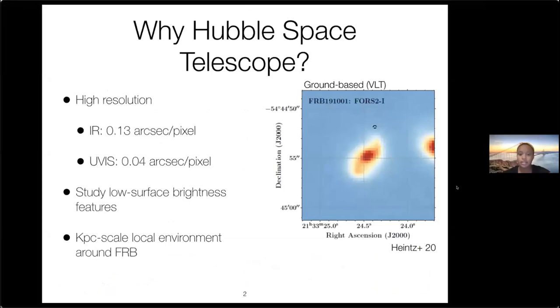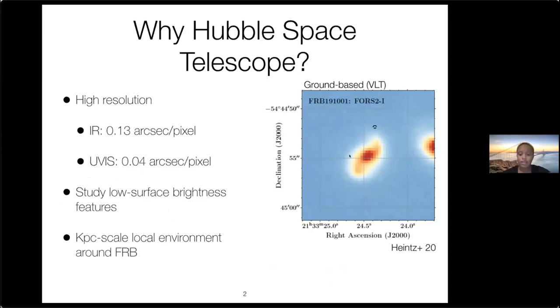So this study utilizes imaging from the Hubble Space Telescope. Why do we use HST? That's because it provides high resolution imaging. For example, in the infrared, we get a resolution of about 0.13 arcseconds per pixel, and for the UV, about 0.04 arcseconds per pixel. And Hubble also allows us to get very deep imaging of these hosts, so that we can study low surface brightness features that are otherwise not easily studied from ground-based imaging. And these in conjunction with one another allow us to study the kiloparsec scale local environments around these FRBs.